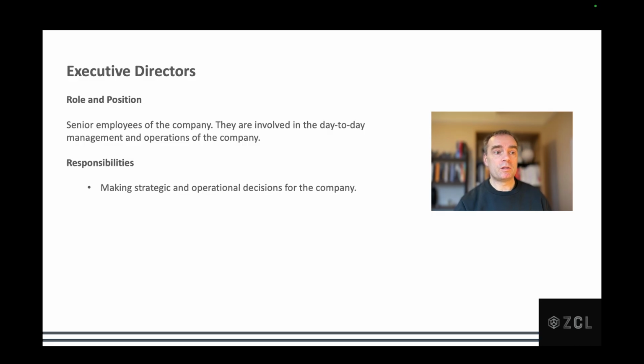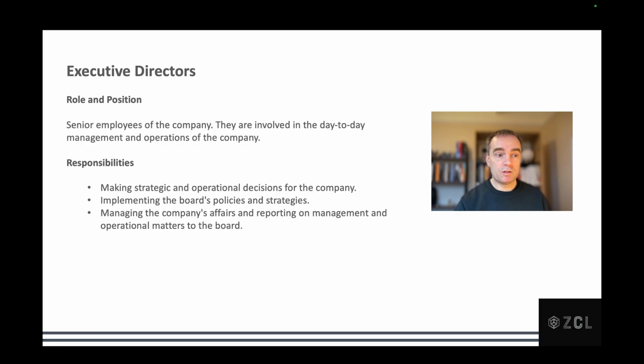So the responsibilities are making the strategic and operational decisions for the company. So they are not just strategic as board directors, but they have operational responsibilities. They are in the business, they're doing something. One of the big responsibilities for an executive director is implementing the board's policies and strategies. So things that are decided at the board or resolved at board meetings. It is the job of the executive directors after the board meeting to go back to work and actually implement these decisions in the business.